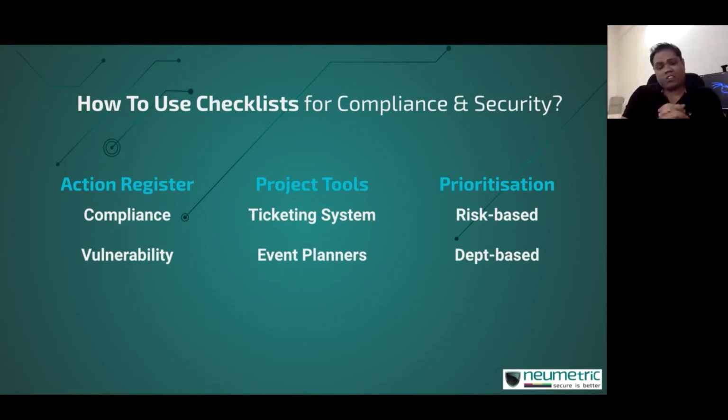The first is your action register, which I recommend you split up between compliance and vulnerabilities. For the project tools, if you can afford to have a reliable system there, then I strongly recommend that you have some kind of a ticketing system and use event planners for your long-term tracking. And then your prioritization, which can be based on risk or your departments.